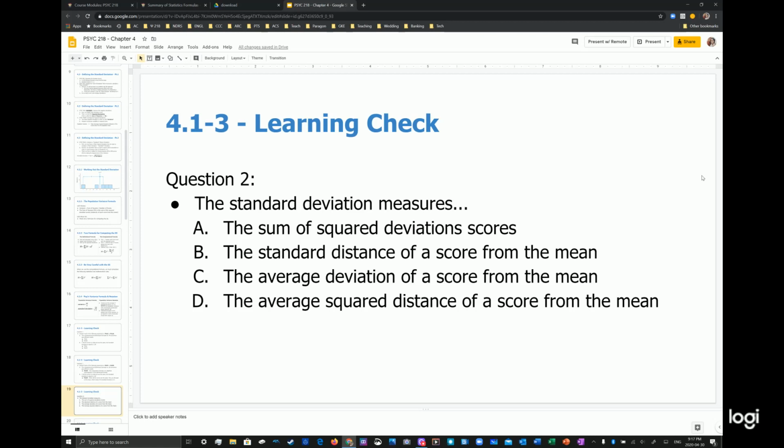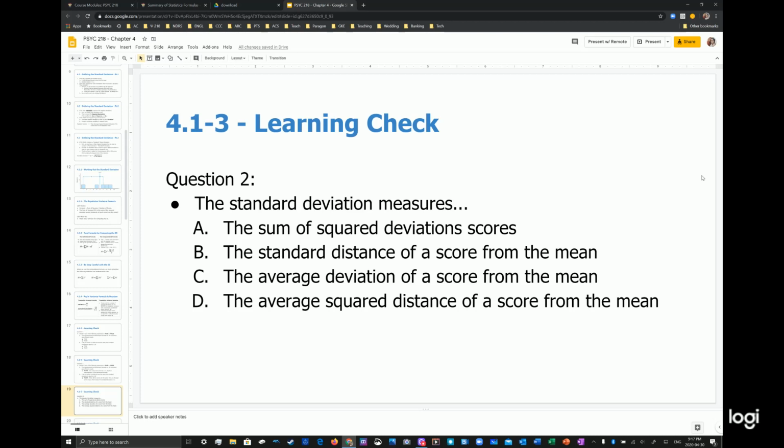Okay, question 2 is a multiple choice this time. The standard deviation measures what? And you have 4 choices. A, the sum of square deviation scores. B, the standard distance of a score from the mean. C, the average deviation of a score from the mean. Or D, the average square distance of a score from the mean.